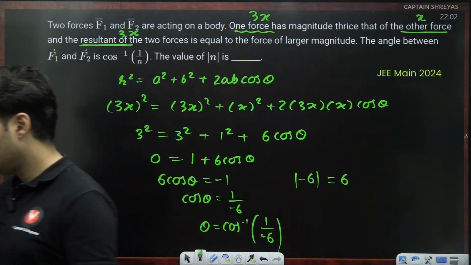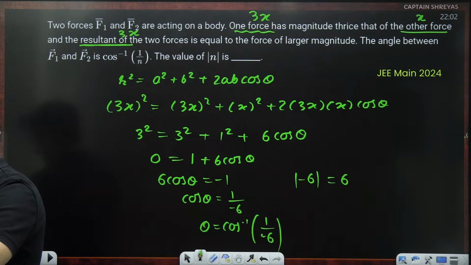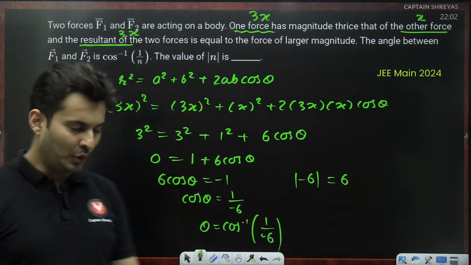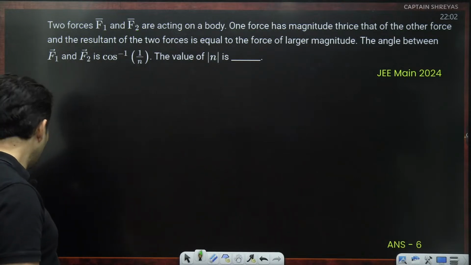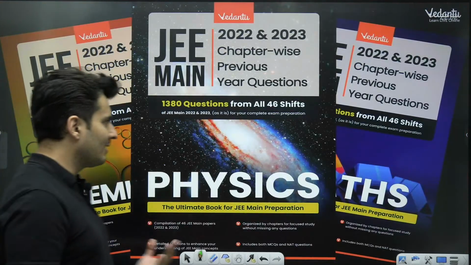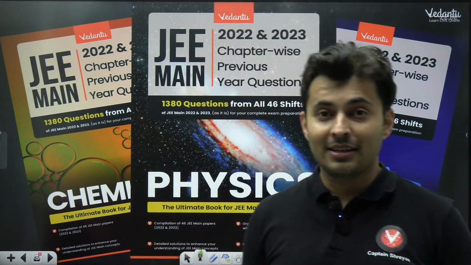That's it. Very straightforward. No, it is not 120. It is not 120. Not every time. Cos inverse 1 by 6 is not 120. Be careful. And those were the questions which were asked from Newton's laws and friction in 2024. Although it looks simple, don't feel overconfident, because you never know, JEE 2025 might be very different.